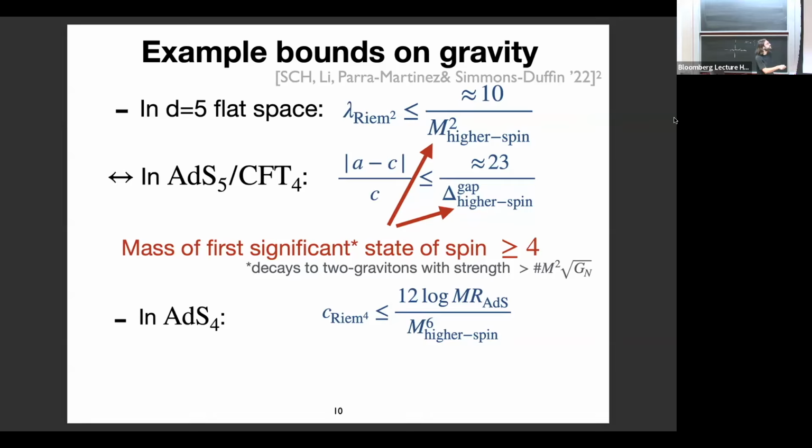And the important parameter in these sum rules is the mass of the first higher spin particle. I call it significant. We can call it an elementary particle. There's a very natural concept of a particle being elementary or composite in this context. It has to decay strongly to 2 gravitons. So the world is full of spin-4 states, like positronium bound states, but positronium is not an interesting spin-4 particle for this purpose because its decay to 2 gravitons is suppressed by electron mass over M Planck compared to what you need.